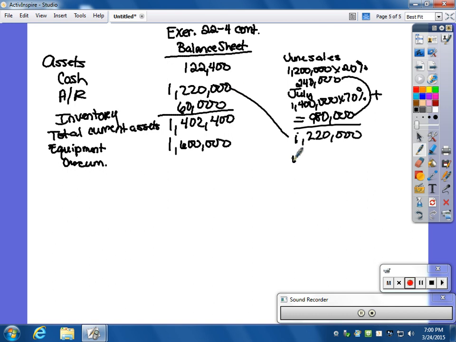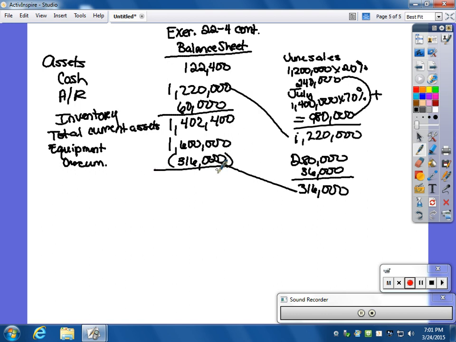So we got 280,000, and adding 36,000 for the depreciation expense gives us what? 316,000, that should be your accumulated depreciation. You obviously need to subtract that from the value, which is how much? $316,000 from 1,600,000. It's gonna be 1,284,000. And this amount needs to be what?